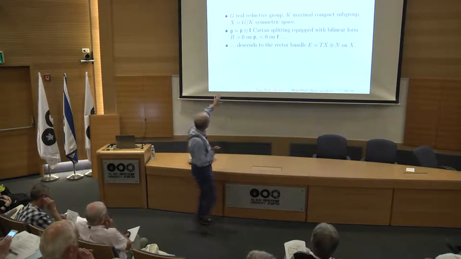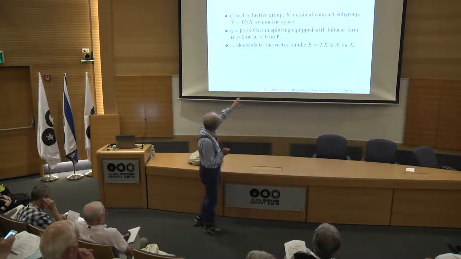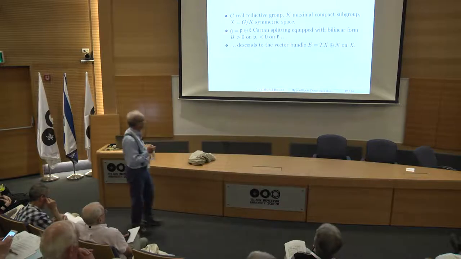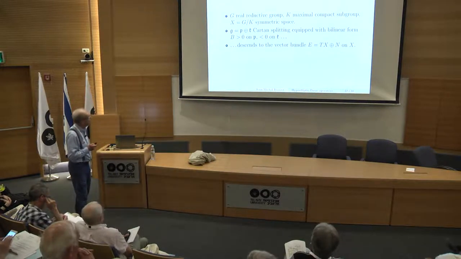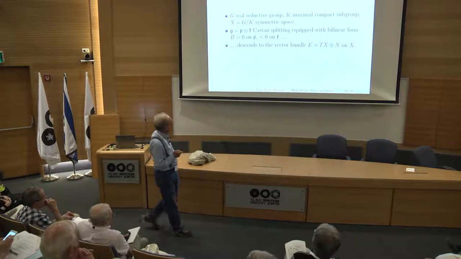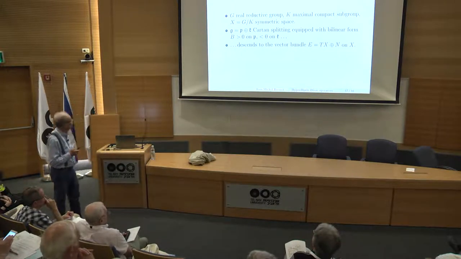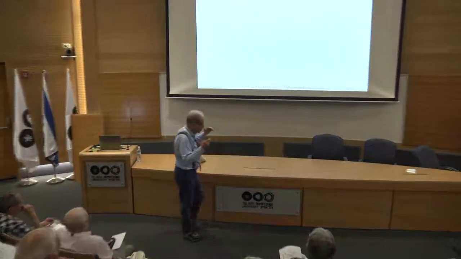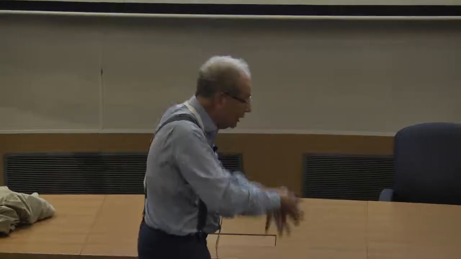Let me observe that this splitting g equals p plus k descends on the symmetric space, when you quotient by K, to a vector bundle E, which is flat, and which is a direct sum of TX plus another bundle which I will call N, TX being modeled on p, and N being modeled on k. So we will actually work on the group times the Lie algebra, and we will eventually quotient things by K. We work on the group G as a sort of model of the symmetric space, and on the Lie algebra as a model of its tangent bundle.